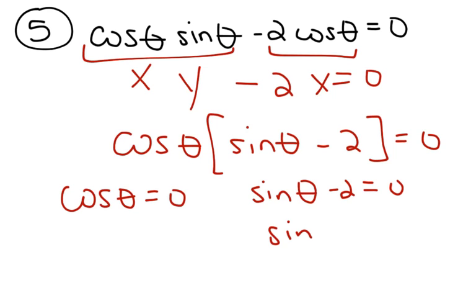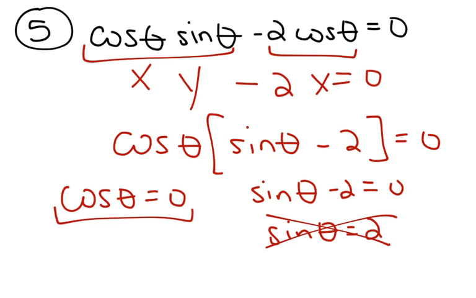Well, this problem, when you solve it for sine theta, you get sine theta equals 2. Sine theta doesn't equal 2. Sine theta fluctuates between 1 and negative 1. So we can just ignore that part of the problem, which is kind of nice. Then I only have to worry about this problem.